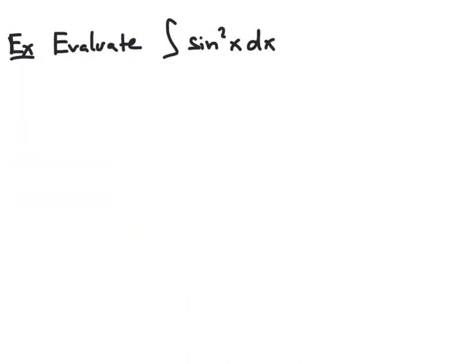So let's take a look at the integral of sine squared x dx. Our first step is to use the half-angle identity to rewrite sine squared of x as 1/2 times 1 minus cosine of 2x.